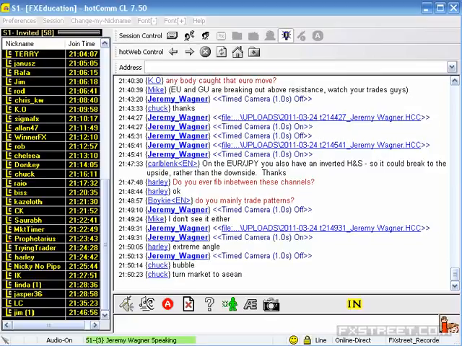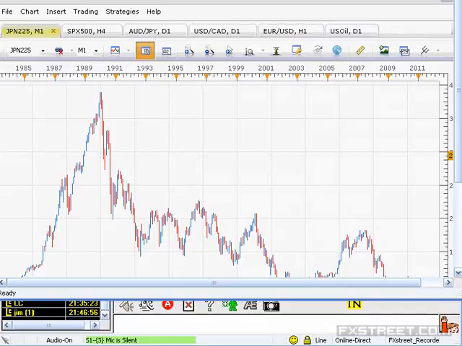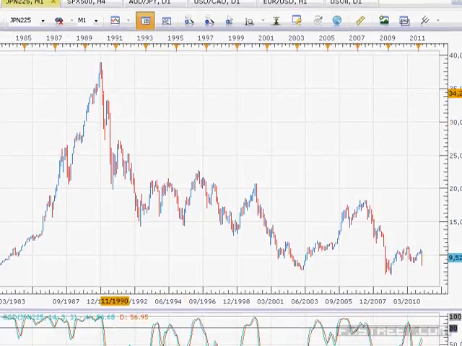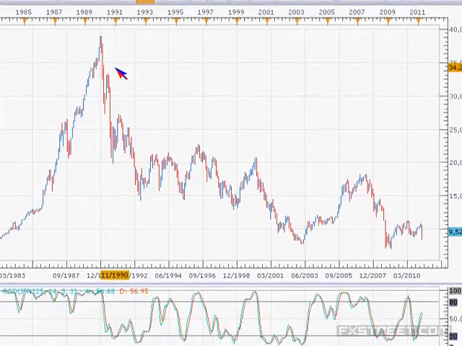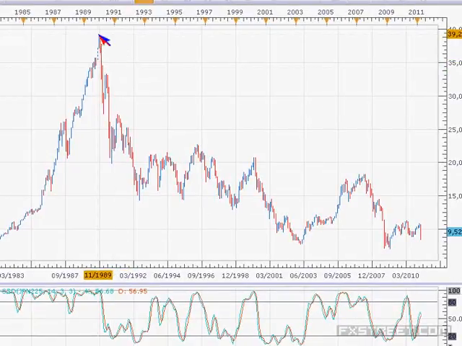Okay, let me turn the camera on here. You guys remember the Japanese bubble back in the late 80s? I think it was the last day of 1989 that was the top. And so it's sold off. It's been correcting, and you'll notice that it corrected all the way back down to where the origination of the bubble began. That's what tends to happen when you have a bubble: it gets fully corrected.